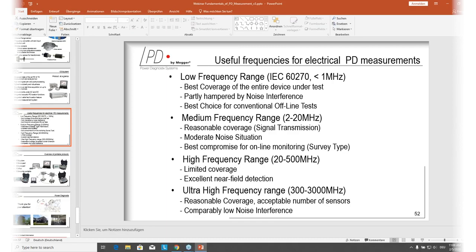But the general coverage of each individual UHF sensor is very limited, and it's a near field detection. Due to this, we find on a large 400 kV GIS, for instance, multiple sensors per bay, and in total we can find up to a few hundred sensors for a large 400 kV three-phase substation, just to give one example.